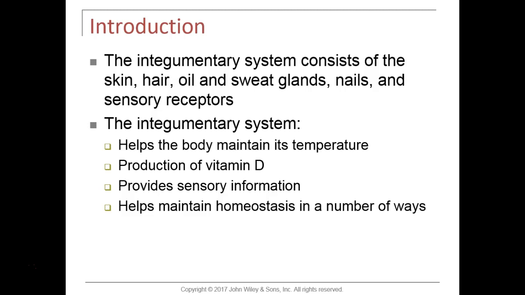Some basic functions of the integumentary system include the maintenance of homeostasis in several ways. Thermoregulation is a regulation of body temperature. So we'll talk a little bit about how the skin and the integumentary system as a whole is involved with increasing or decreasing our body temperature. Vitamin D is also produced by the skin. And we'll talk about what vitamin D is a little bit in this chapter. We're going to continue with that in chapter 6.